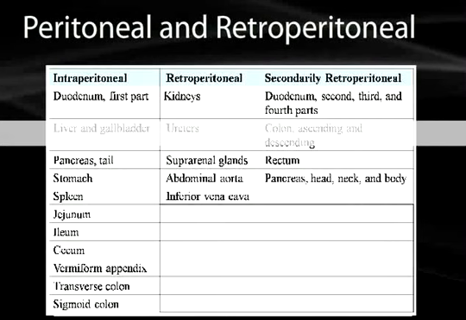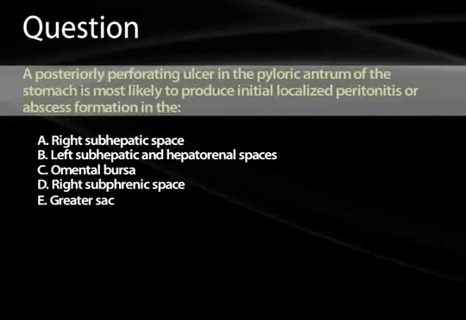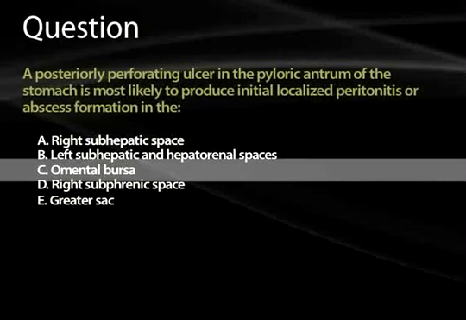This chart is just a series of reminders of which structures are peritoneal, retroperitoneal, or secondarily retroperitoneal. Let's do a question. A posteriorly perforating ulcer in the pyloric antrum of the stomach is most likely to produce initial localized peritonitis or abscess formation in the, we're looking for omental bursa.